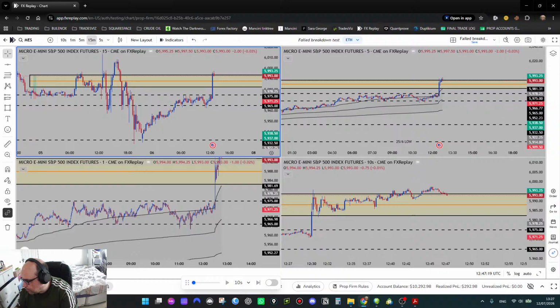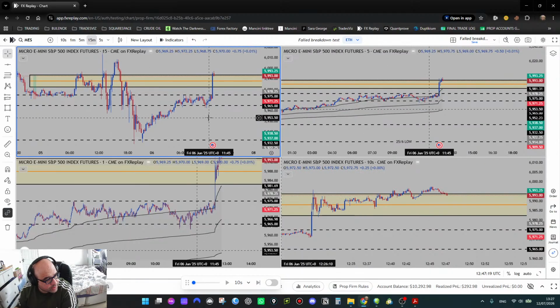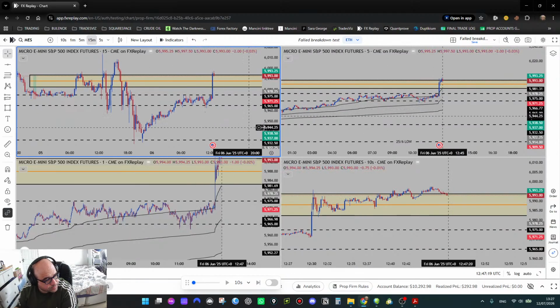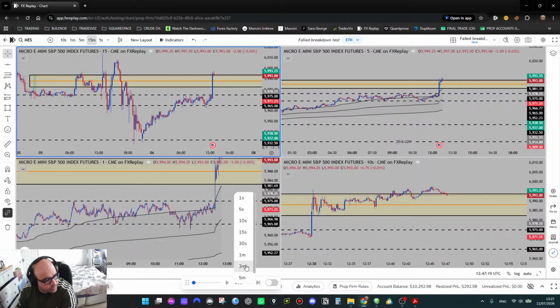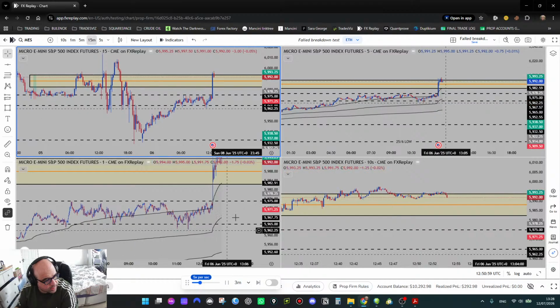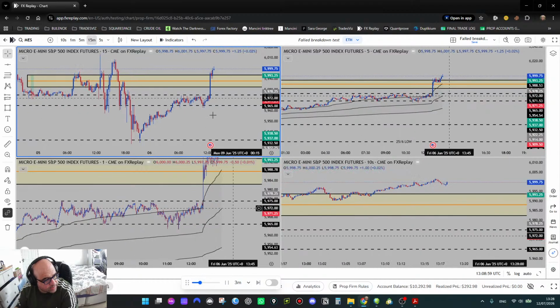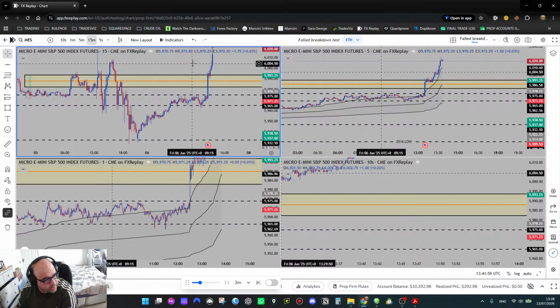Just looking for the next failed breakdowns. So there is one at 2:30 in the morning, Monday, so after the opening. Okay, we'll continue. So we see price actually tested the highs when it expanded.